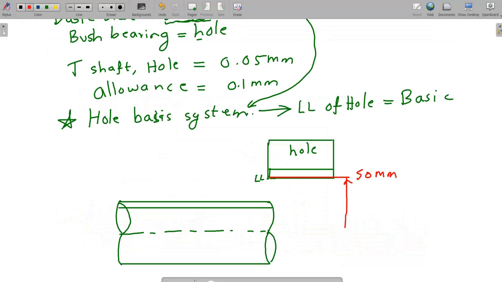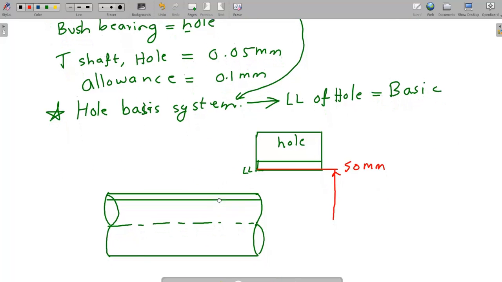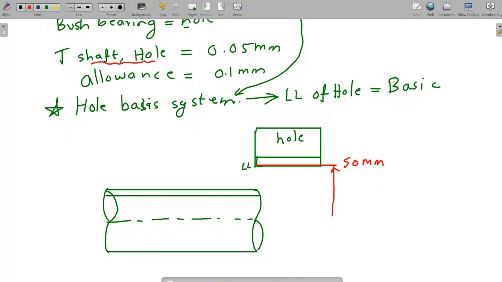Okay, so your 50 mm is done. Now the next thing they told is the tolerance. Hole and shaft tolerance will always be equal to 0.05. So now this tolerance is given. How much is it? 0.05 mm. Tolerance of hole as well as tolerance of shaft will always be equal. So in this question it is given that both have the same tolerances.